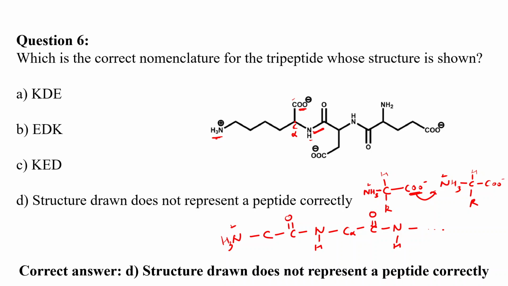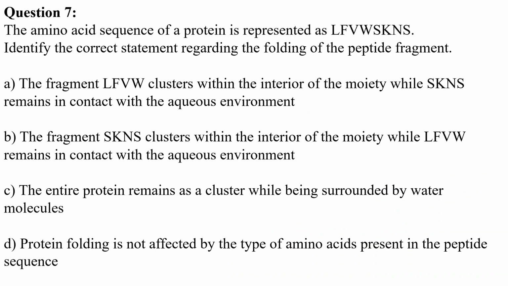Option D is the correct answer. The structure drawn does not represent a peptide bond correctly. Next question, question number 7. The amino acid sequence of a protein is represented as LFVWSKNS. Identify the correct statement regarding the folding of the peptide fragment.